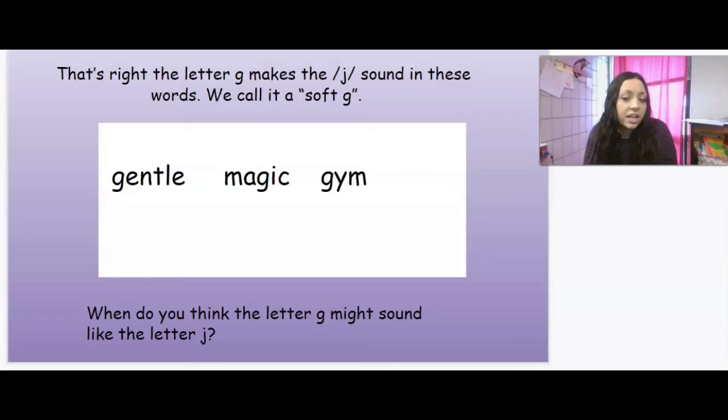When do you think the letter G might make the J sound? Let's think back to soft C. When do we make a soft C?